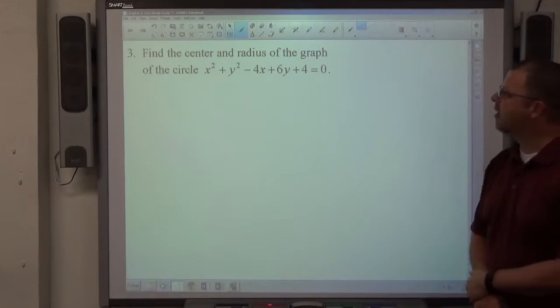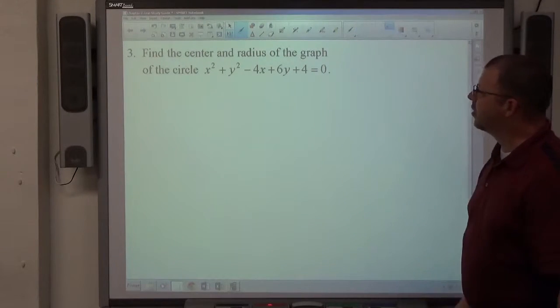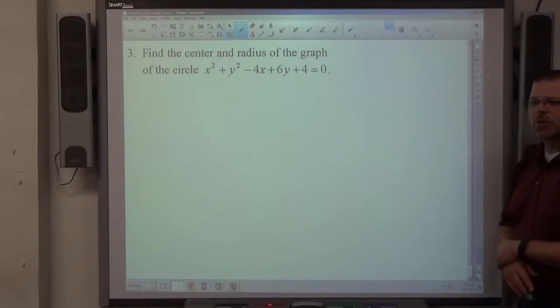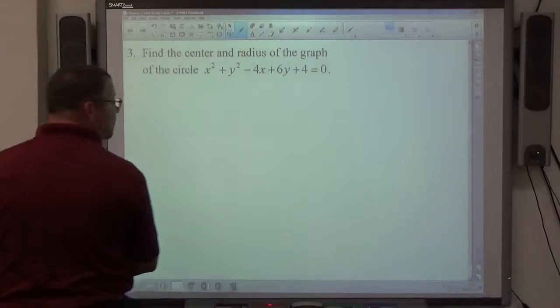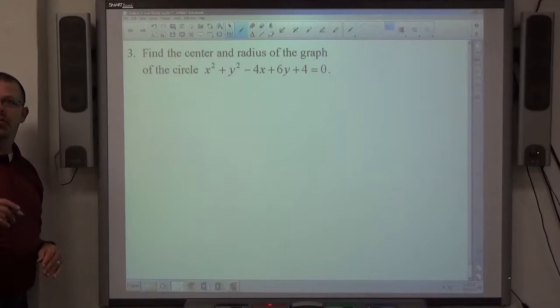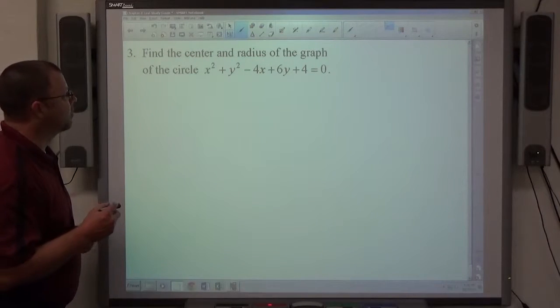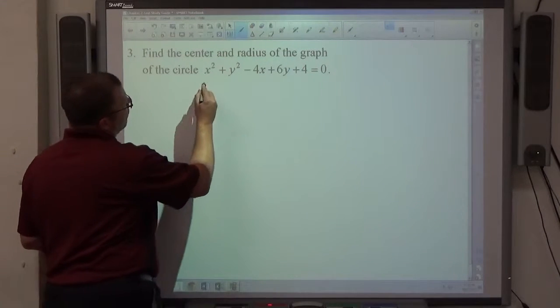Number 3. Find the center and radius of the graph of the circle, x squared plus y squared minus 4x plus 6y plus 4 equals 0. Problem just like this on your last quiz. Some of you got it right very easily. Some of you seem to have some struggles with it. So let me just go through the whole process here, make sure that we all understand where it's coming from.